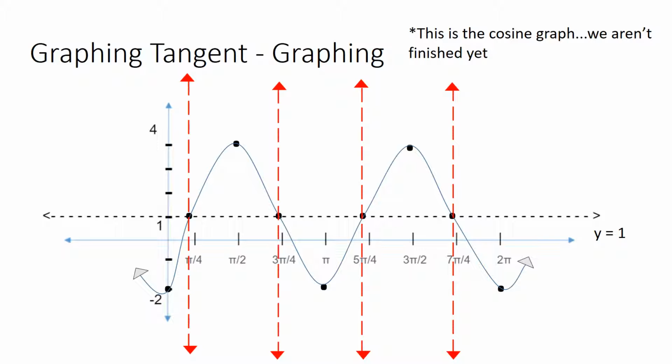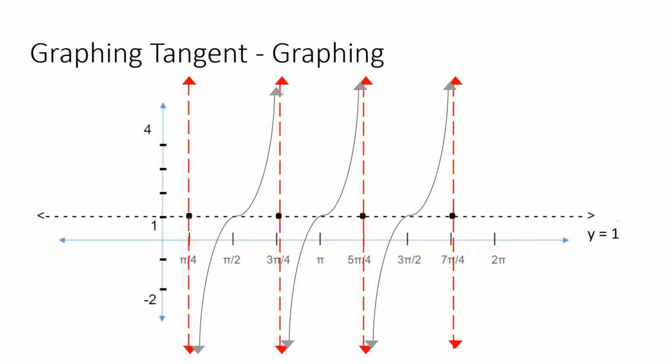From the cosine graph that we've created, we can find the vertical asymptotes of the tangent function by drawing a vertical line wherever the graph of the cosine intersects the sinusoidal axis at y equals 1. And this is the graph you'll get when you draw the vertical asymptotes. Now we remove the cosine function and we keep the vertical asymptotes. And now we draw these cubic function-like lines to represent the tangent function.